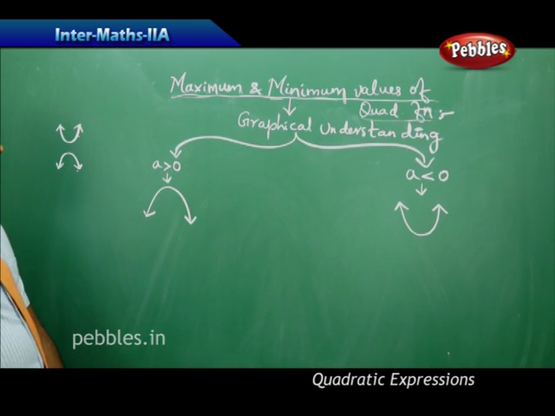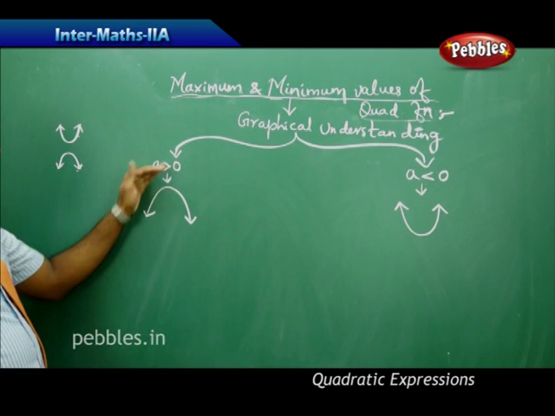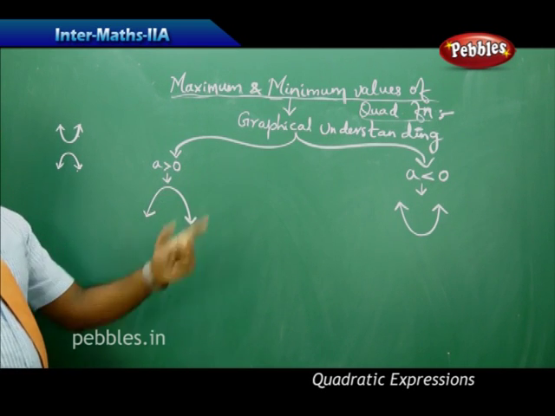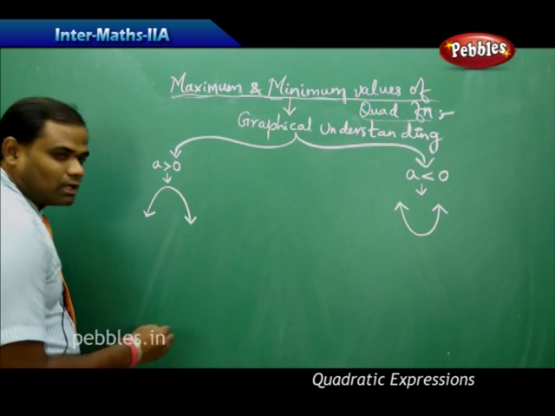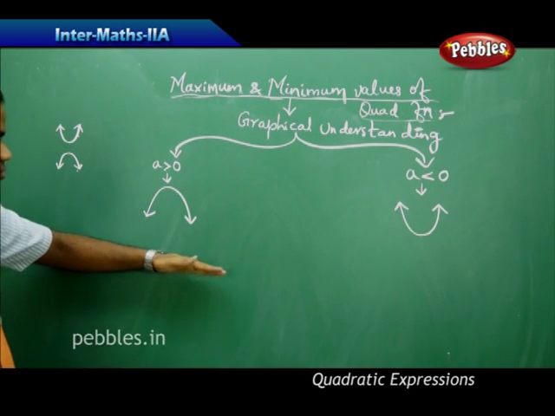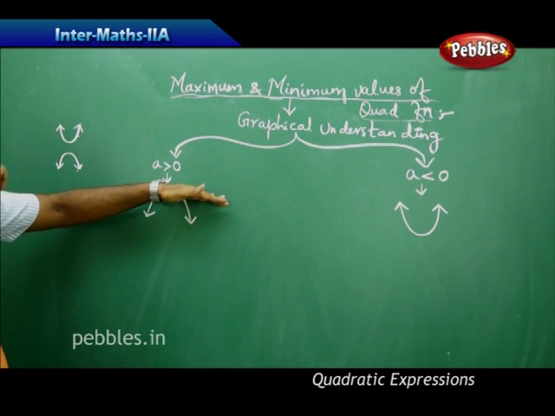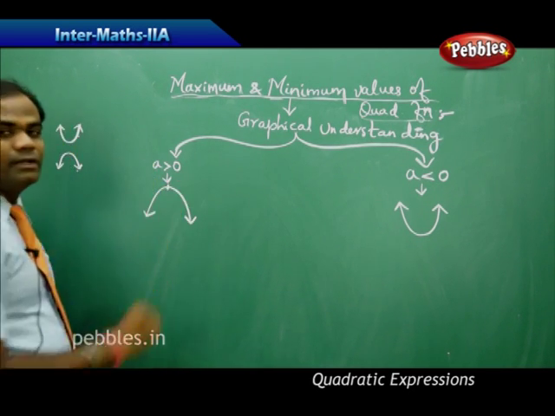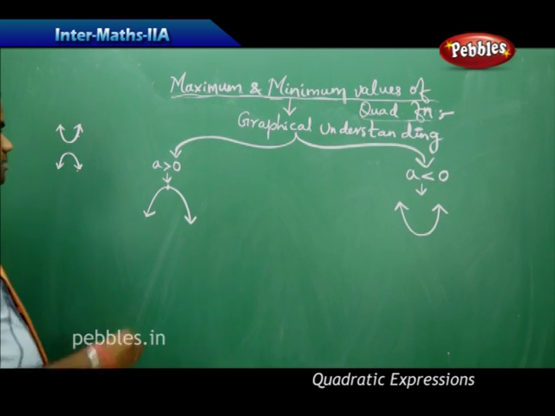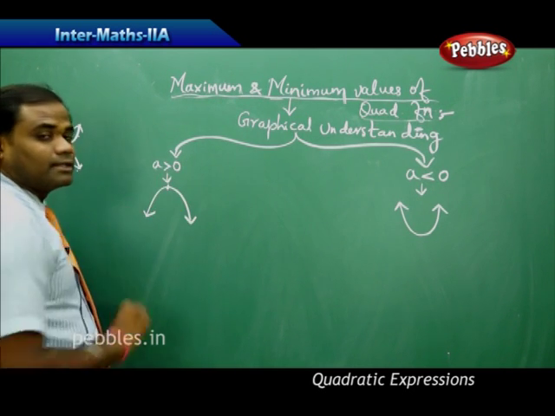So as I see this, since the quadratic function is downwards for A greater than 0, all the points going down are the least points, but as you go to the top, the values start increasing and reach the highest, which is the maximum value. So this is maximum when A is greater than 0.